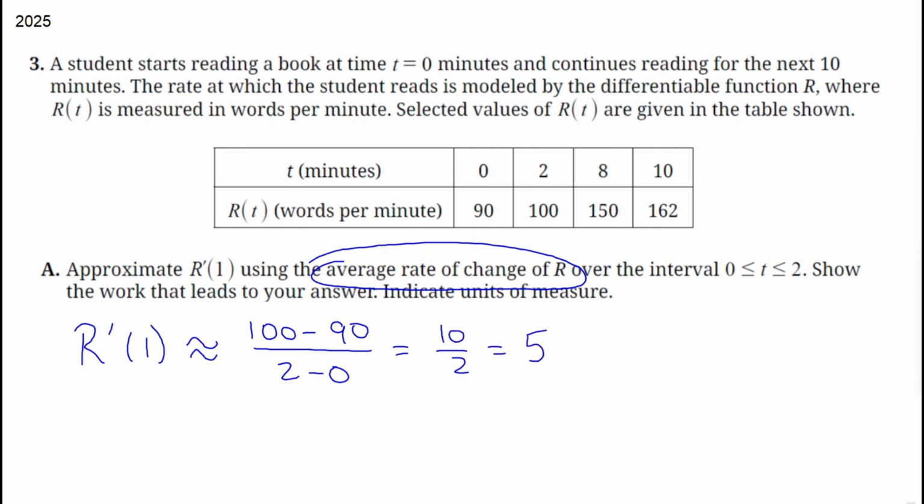And then our units. If R was already in words per minute, we've basically gone down one level. We've approximated the derivative, so it's words per minute per minute. And those are our correct units, and that's actually worth 2 points. One for having the correct setup here with an answer of 5, and 1 for the units. So we got 2 points there for part A.